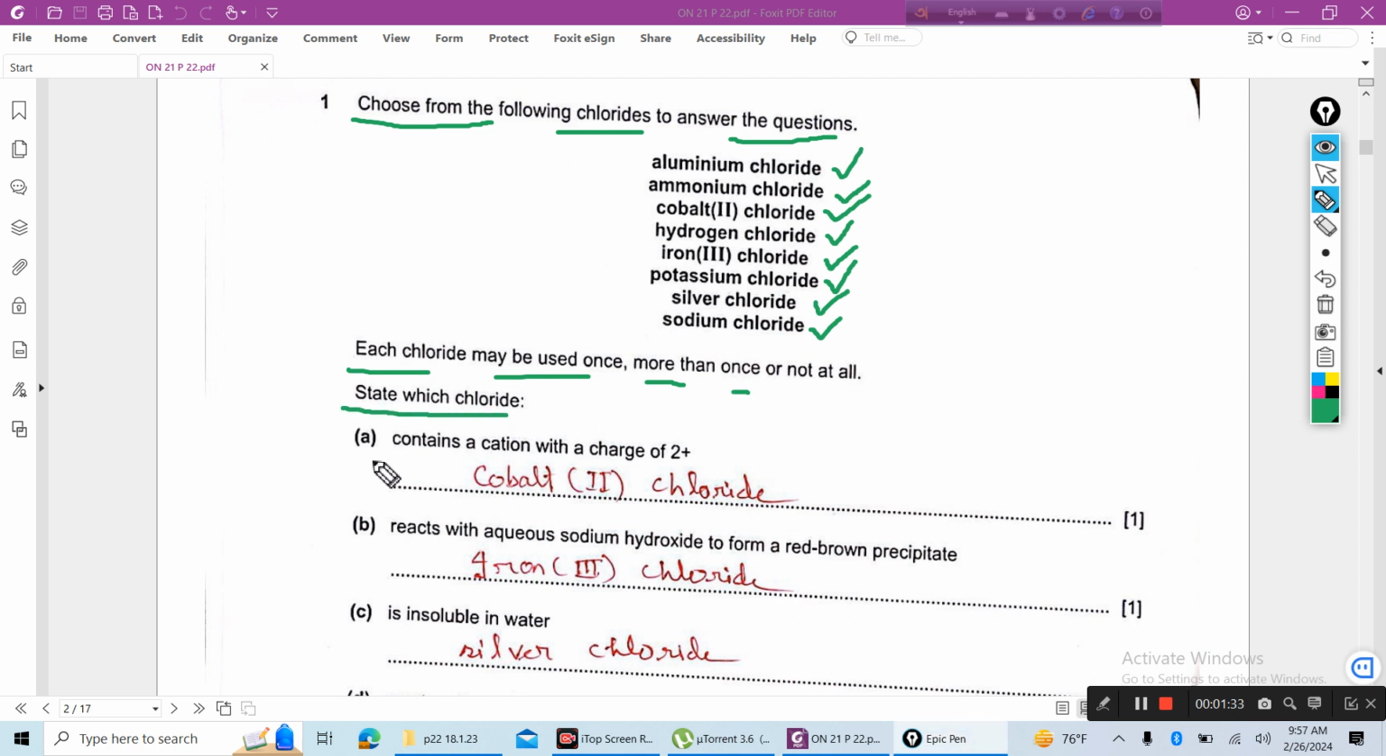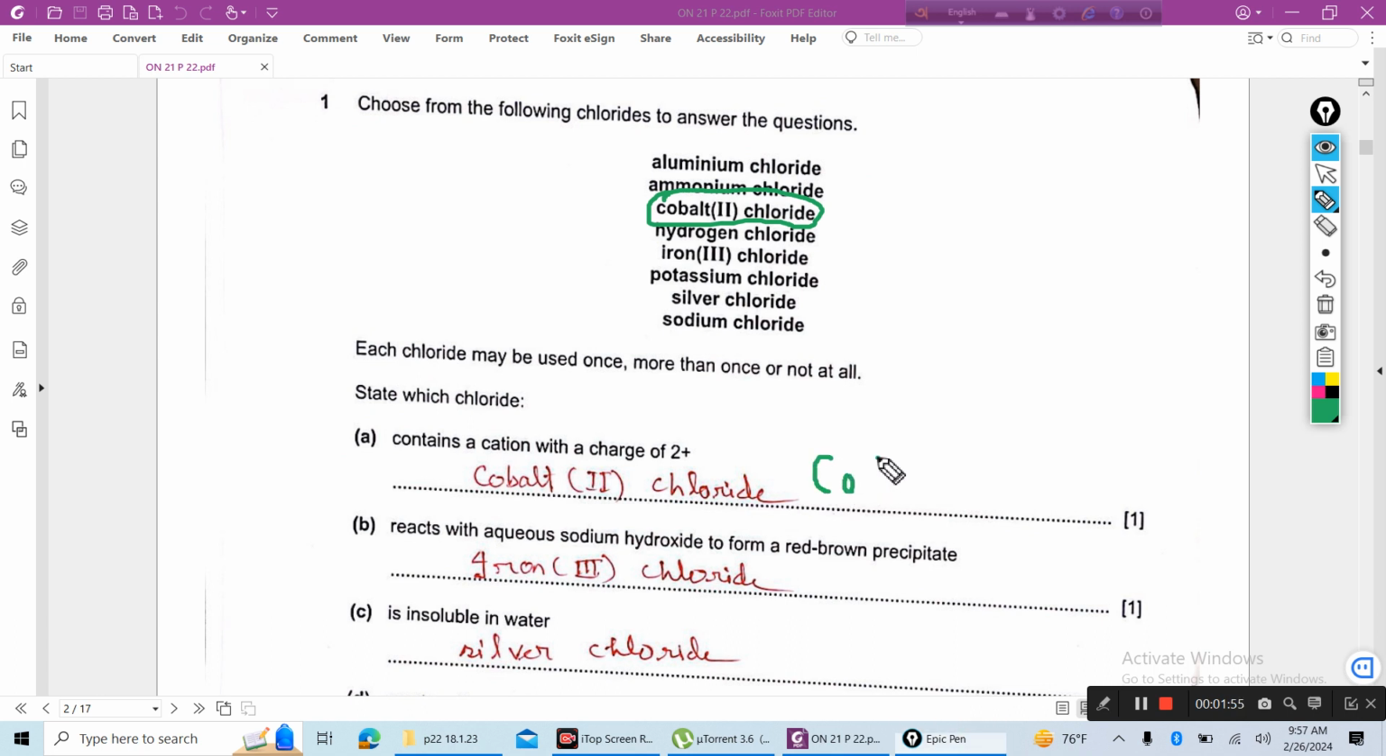State which chloride contains a cation with a charge of +2. Cation is +2. So here cobalt 2 chloride, CoCl2. Here the cobalt oxidation number is +2. So this will be cobalt 2 chloride.